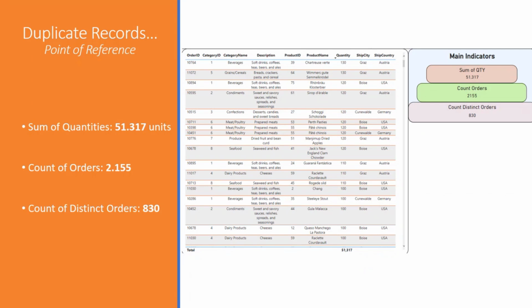Hopefully, by explaining a possible troubleshoot for this, it's going to save you time in the future. For this problem, our point of reference is that in our ERP dataset the sum of quantities sold is 51,000, the count of orders is around 2,000, and the count of distinct orders is 830. Distinct orders differ from the count of orders in that they have a unique ID.